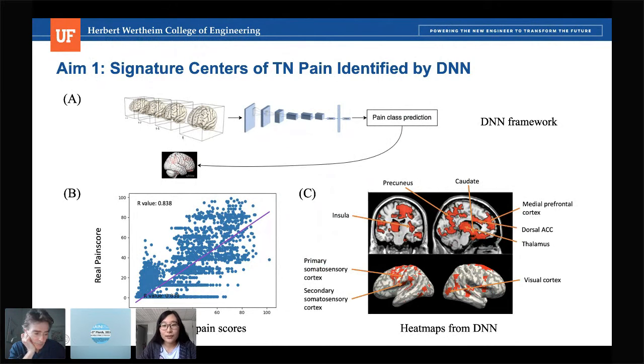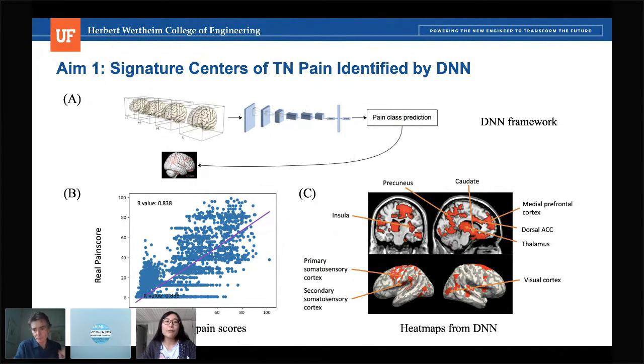We can see the insula, the ACC, and thalamus, which are really common pain signature centers, showing up. We also find S1, S2, visual cortex, the medial prefrontal cortex, as well as the caudate and precuneus showing up. These regions are also shown as pain-related regions in some of the recent literature. That means our DNN results match with recent studies showing the pain matrix, which makes our DNN results more understandable and perhaps more acceptable to most people.